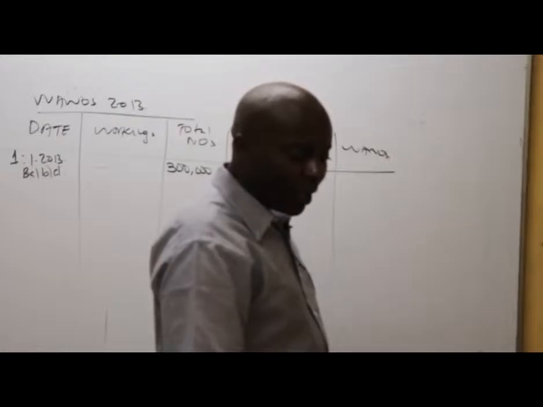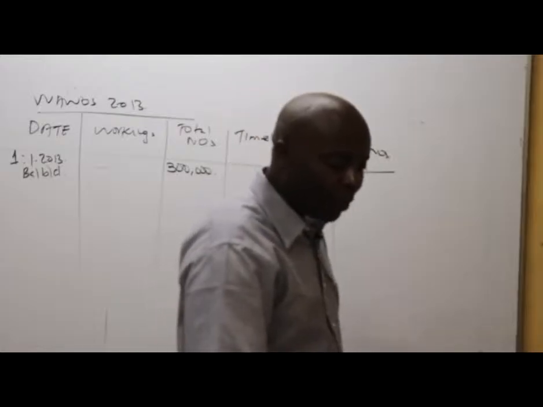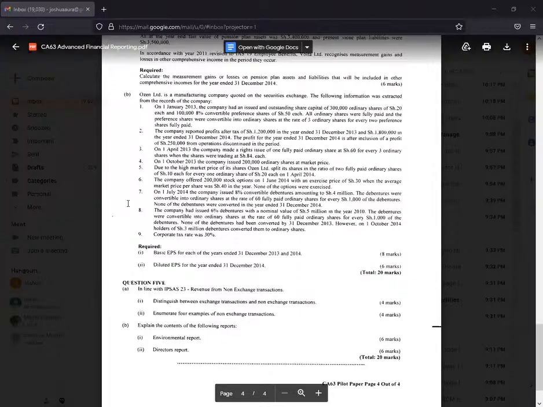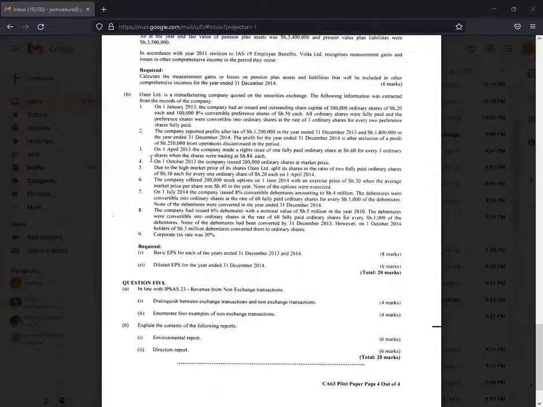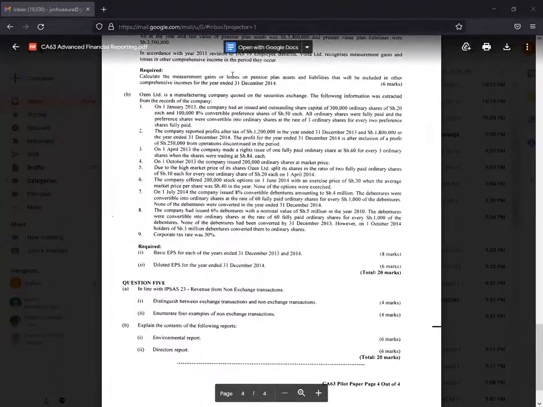You are told, ladies and gentlemen, that note number 2 is about profitability. Note number 3, on 1st April 2013, the company made a rights issue of 1 fully paid ordinary share at 60 for every 3 ordinary shares. So first, let us do this one first.